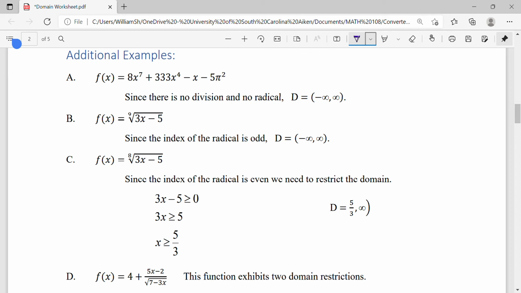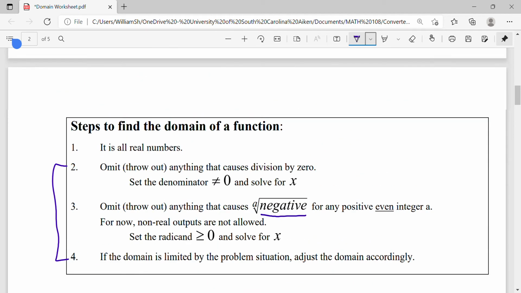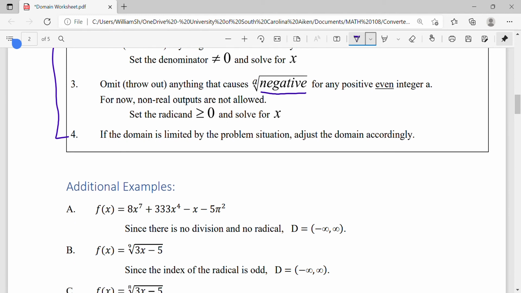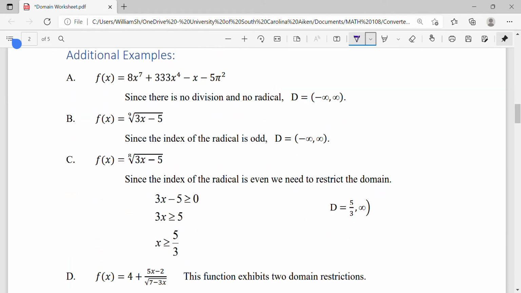But what I'm looking at, if I go through my 4-point step list here, I start out believing it's all real numbers. I'm going to throw out anything that causes a division by 0. We don't do any dividing here. I'm going to throw out anything that causes the root of a negative, right? I don't have any roots in question A. And it's also not a word problem, so I'm not really limited there either. So because I really have no limitations on this, my domain is actually negative infinity to positive infinity.